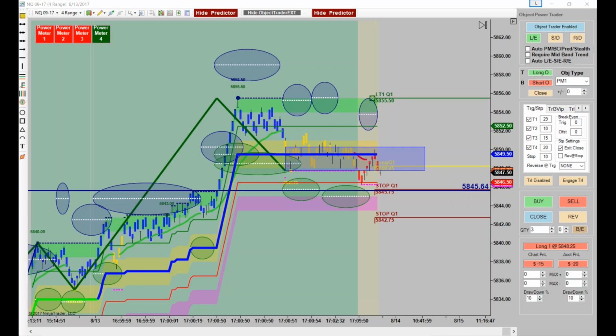What we could break down, absolutely. But what's the overall trend? Anybody? The overall trend is up.